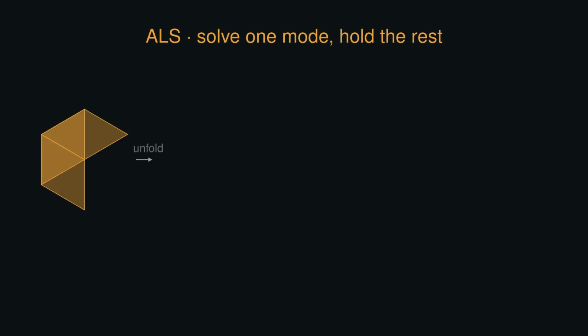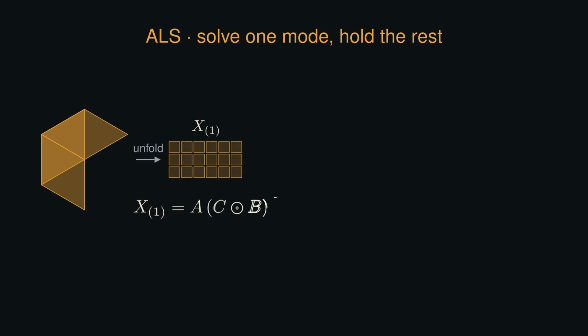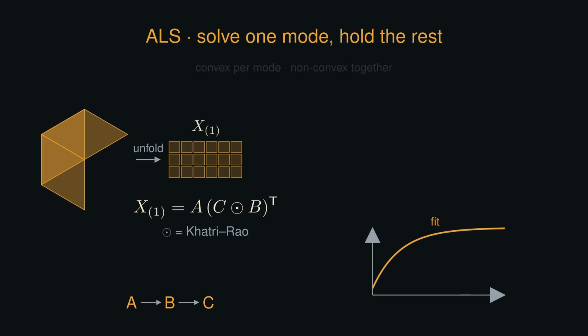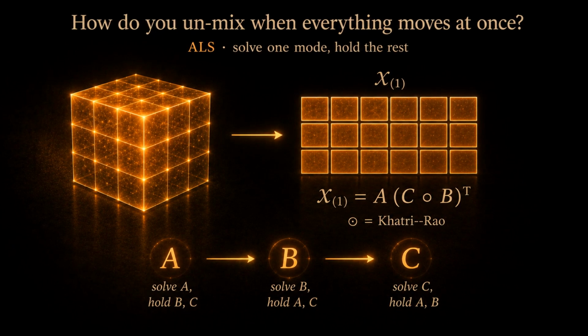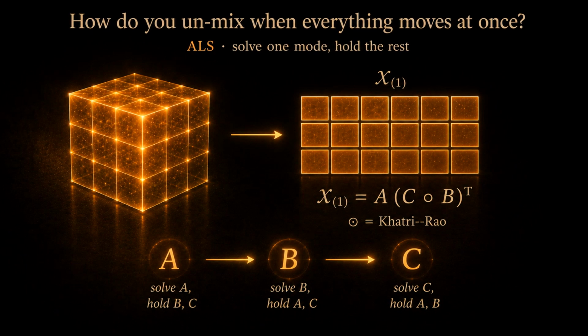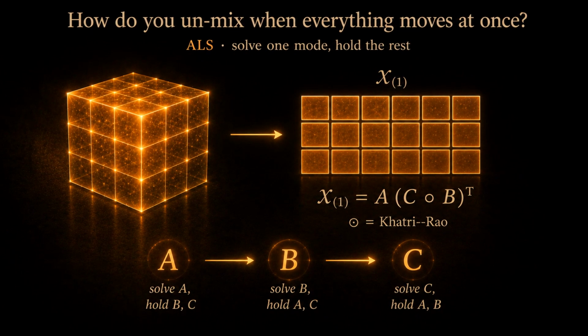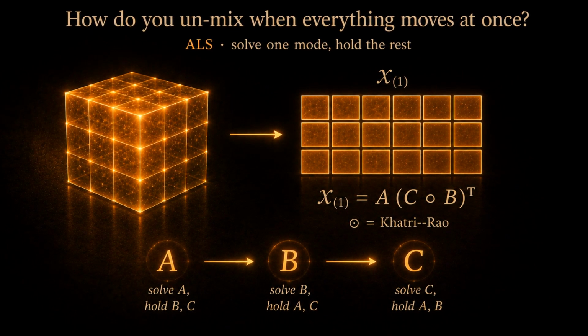Unfold the cube into a flat matrix, and the trilinear knot becomes ordinary regression. The mode 1 unfolding, X1 equals A times, in brackets, C khatri-rao B, transposed. Each step is a simple, convex least squares solve. Only together are they hard. Cycle A, B, C, and the fit climbs and settles.